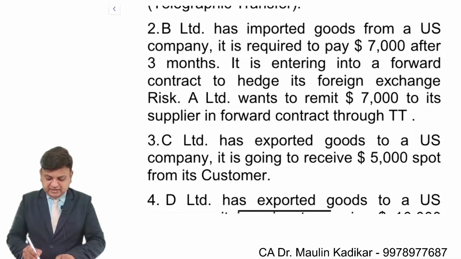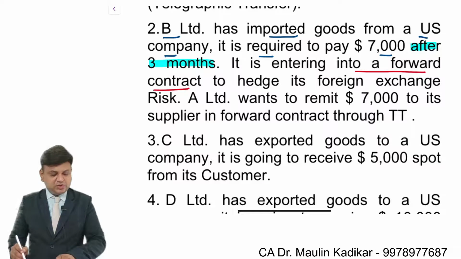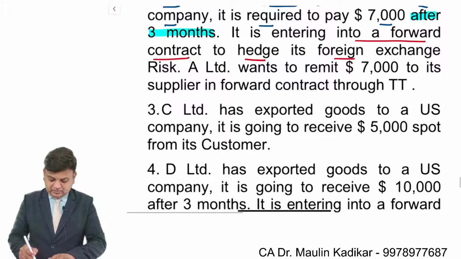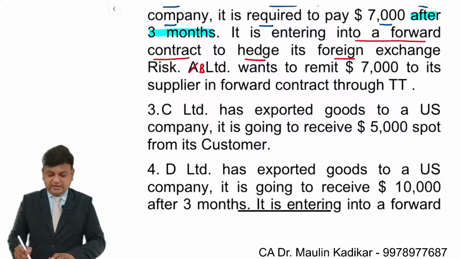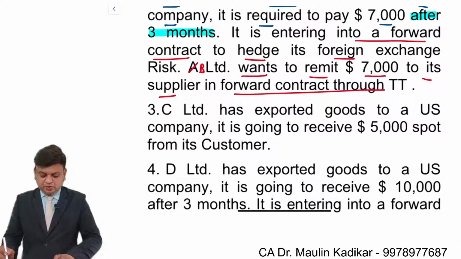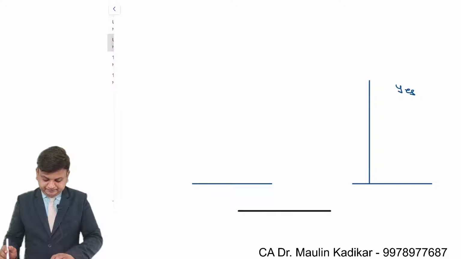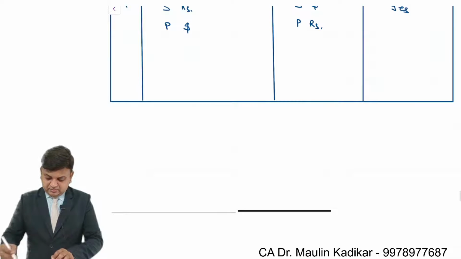Second is the same: B Limited has imported goods from a US company. It is required to pay $7,000, highlight the portion, after 3 months. It is entering into a forward contract to hedge its foreign exchange risk. B Limited, instead of A make it B Limited, wants to remit $7,000 to its supplier in a forward contract through telegraphic transfer. Okay.